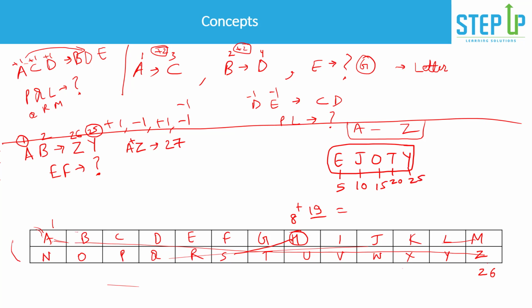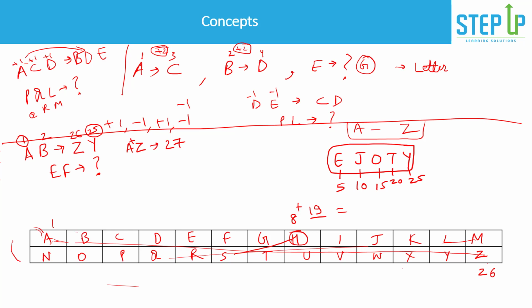I've seen people remembering from A to Z also, like A's place value is this, and you ask them randomly what is the place value of K, they can tell you it's 11. But I'm saying you should not remember 1 to 26. I'm not sure if it has a high return on investment. So instead of remembering all 26 alphabets, at least remember EJOTY, and you would know these are at 5, 10, and so on.